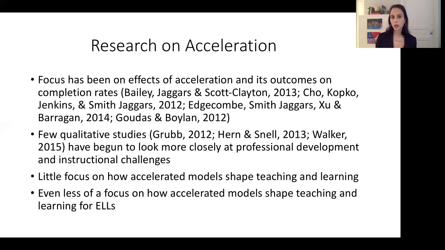There has been a lot of research related to math and some related to English. Most of the research has focused on the effects of acceleration and its outcomes on completion rates, again showing that these accelerated programs do improve completion rates for students at the community college level. Few qualitative studies, though, have looked at instructional challenges or how acceleration influences pedagogy, particularly in the context of teaching English. And on top of that, when it comes to teaching English to native English speakers versus students who are English learners, there has been even less of a focus on students who fit into that category.